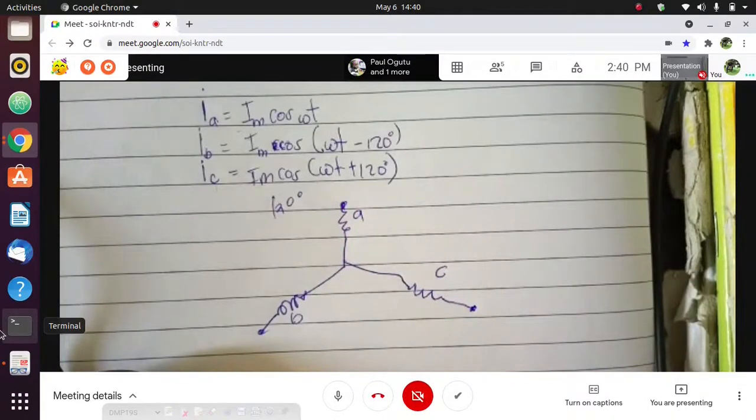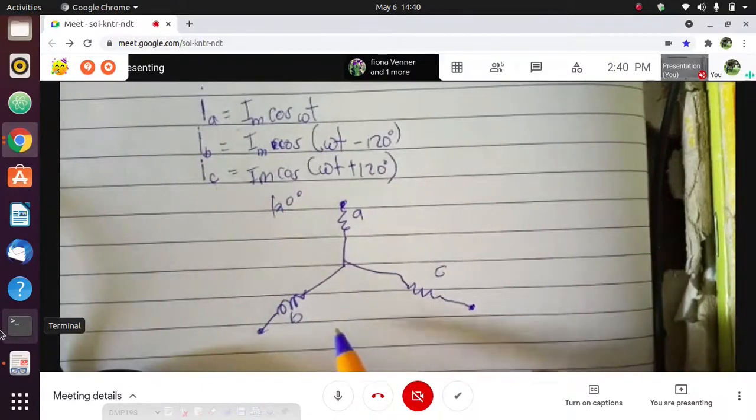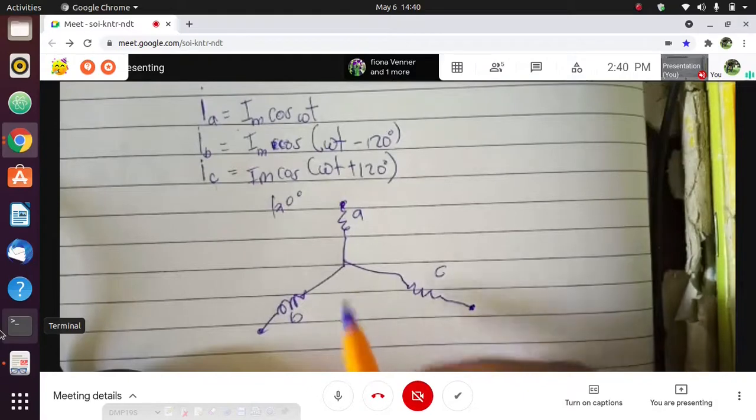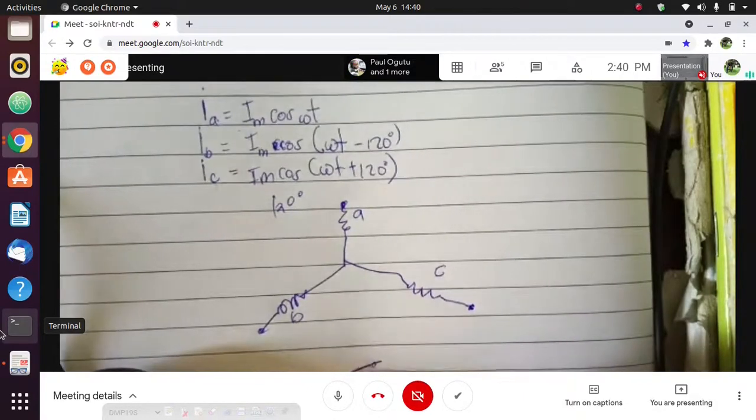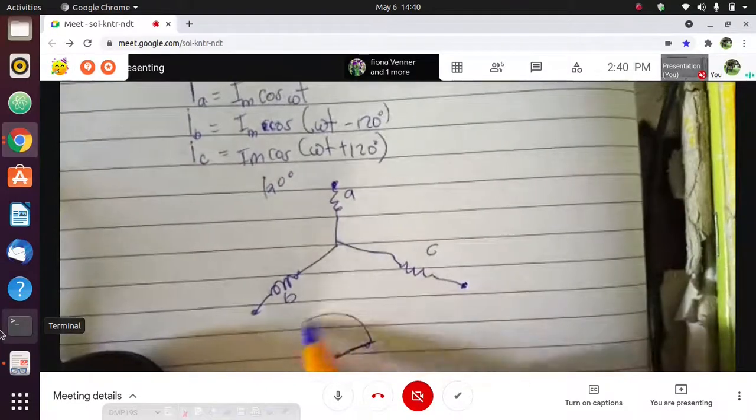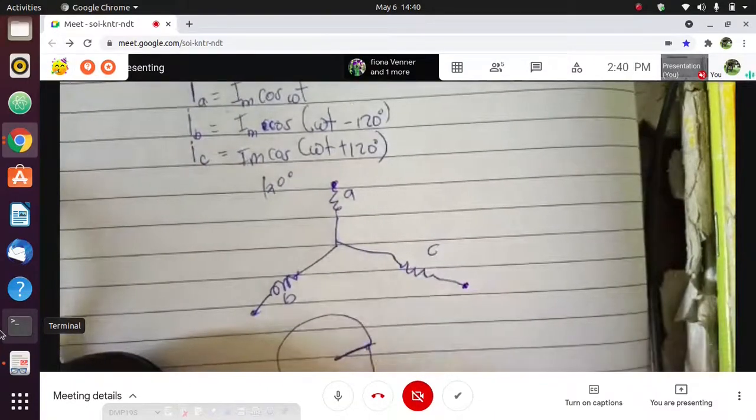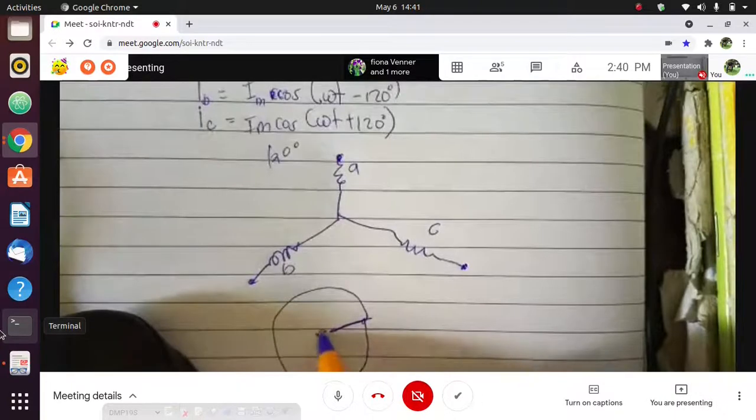Now remember this. The current and the voltage are vector quantities. So when we plot them as a vector quantity, they rotate. They are rotating about a fixed point.